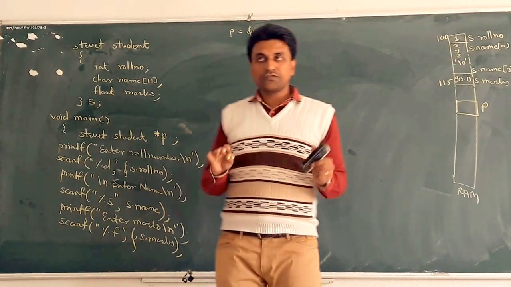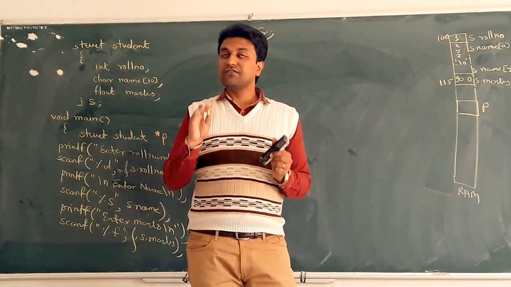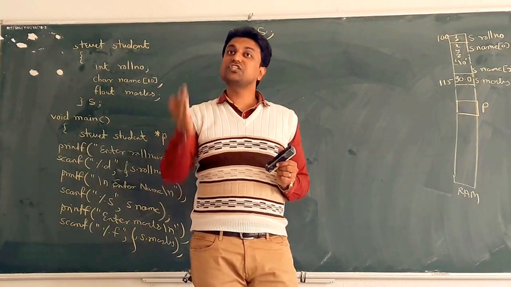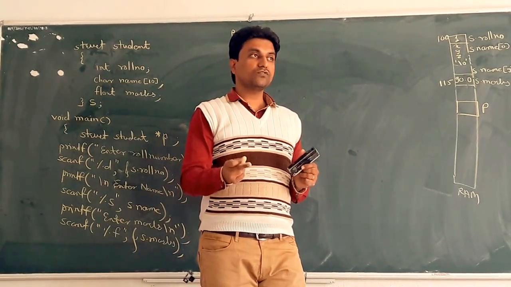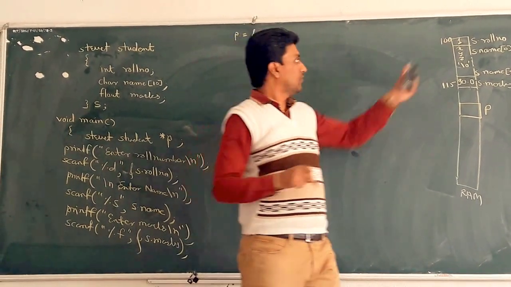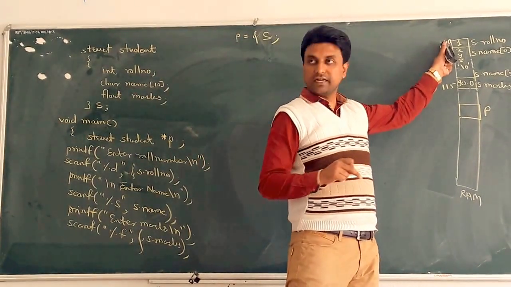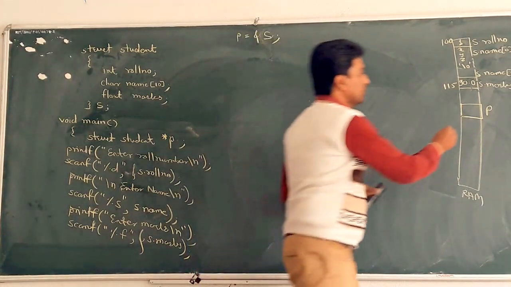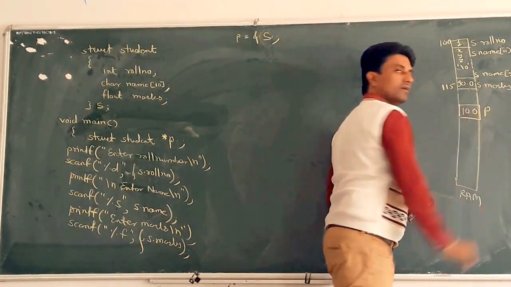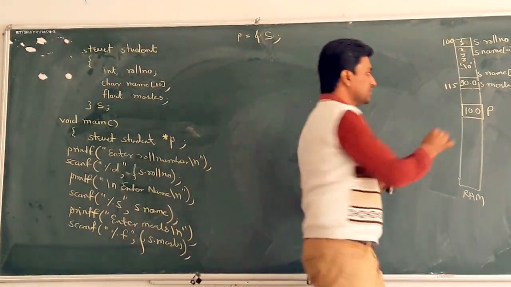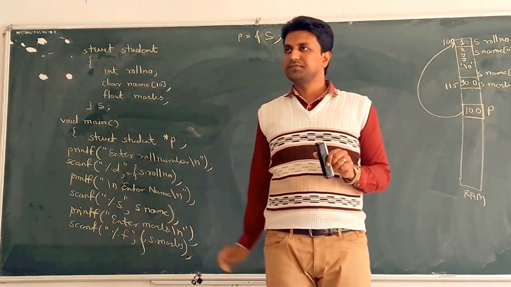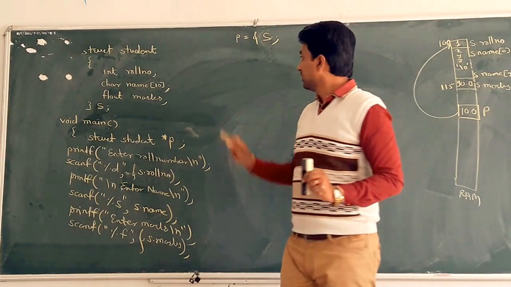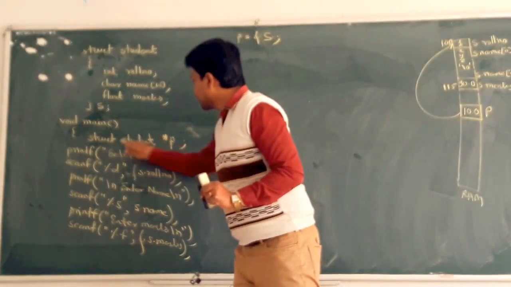What does the address of S mean? S has how many addresses actually? 16. Each byte has a different physical address. But which address do we want to store? The base address. What is the base address of S? 100. That address is stored where? In P. And where does P point now? P points to this address location. Clear? Understood? So P is the structure pointer.